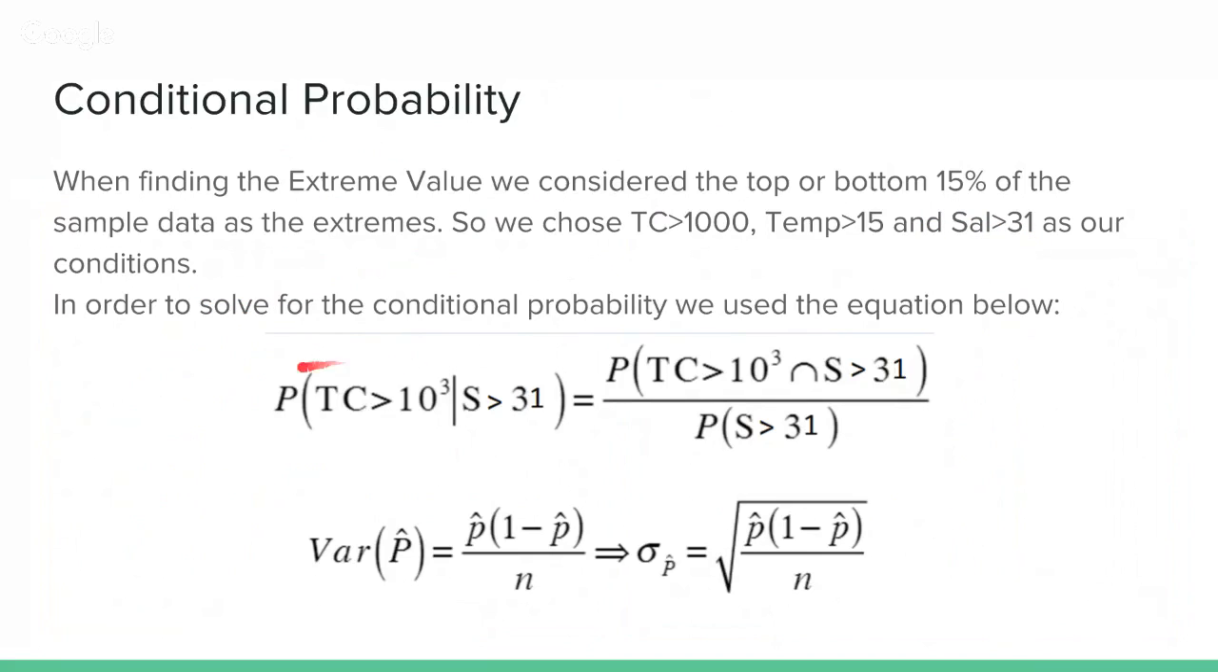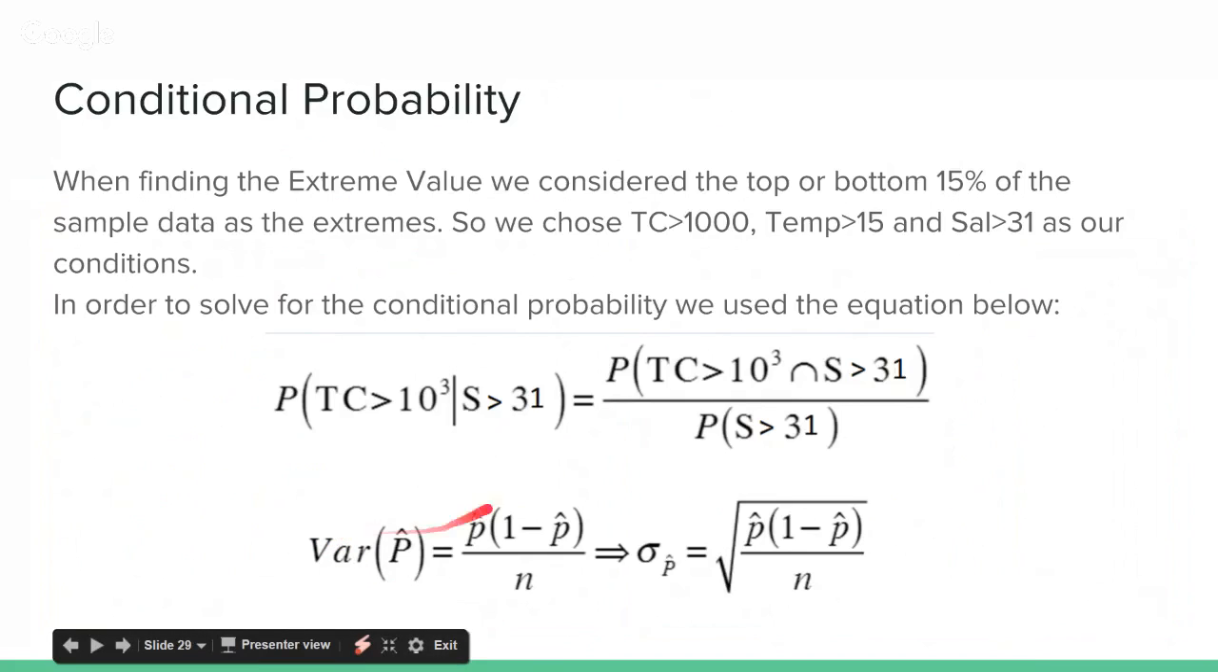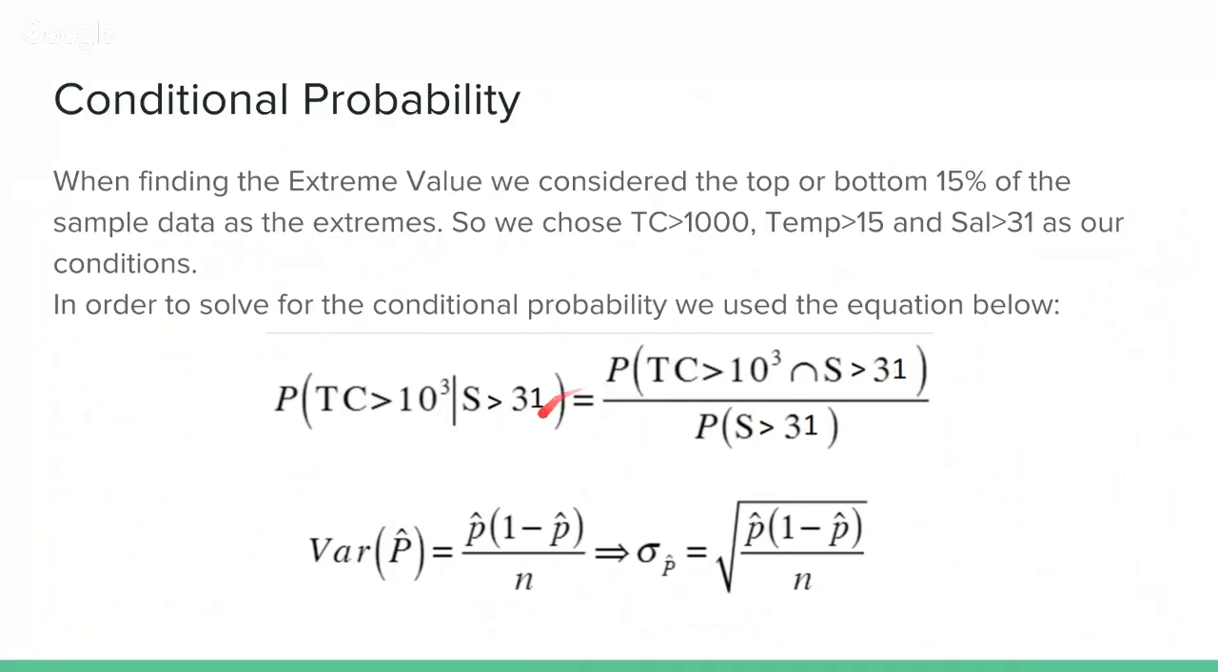And the way we solved for it was we used these formulas, the conditional probability formula, which was in lecture, and the variation formula, which was also on the lecture slides. And we have a MATLAB program which ran these. So if you want to see the calculations, feel free to go ahead and check it out.